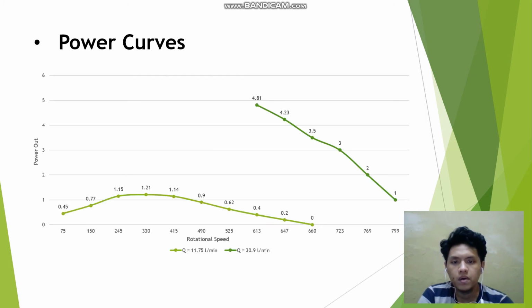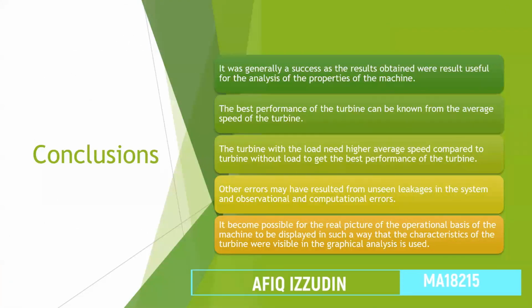And the last one is the power curve, that is power output to Q, that is 11.75 liter per minute, and also Q equal to 30.9 liter per minute. The last graph shows the relationship between power output and rotational speed with different flow rates of the water jet. Based on the graph, the power output of the Pelton wheel for the flow rate 30.9 liter per minute is higher compared to the flow rate at 18.75 liter per minute.